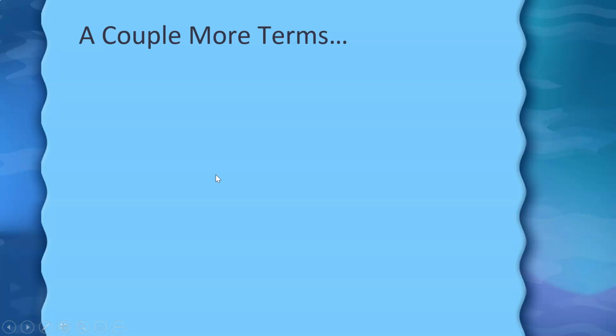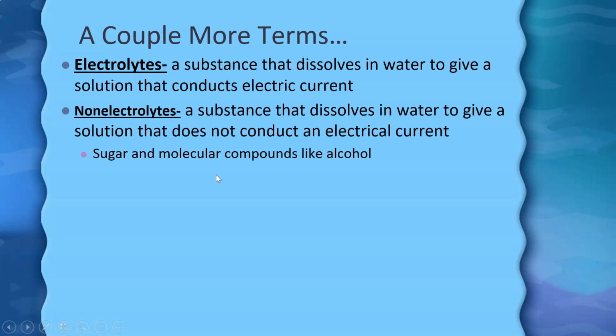So you have just a couple more terms. Electrolytes versus non-electrolytes. Now, if you're an athlete and you've drunk some Gatorade, you've probably heard people talking about electrolytes. An electrolyte is a substance that dissolves in water that gives me a solution that does conduct electric current. If we remember that physicists consider a current moving charged particles.